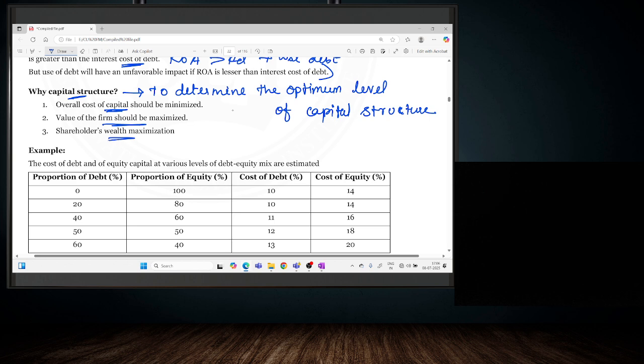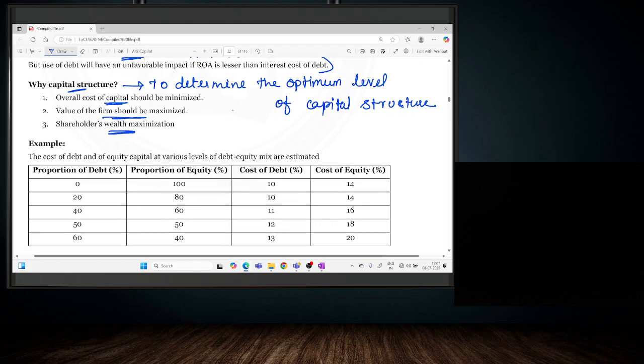And we can maximize the wealth of the shareholder, which is nothing but the ultimate objective of financial management. Is this clear? Why are we studying capital structure? To determine the optimum capital structure. What is optimum capital structure? It is the point where cost of capital is minimum and value of the firm is maximum.